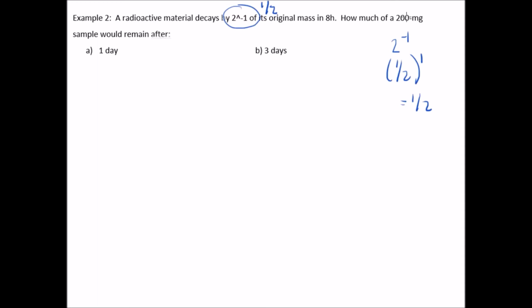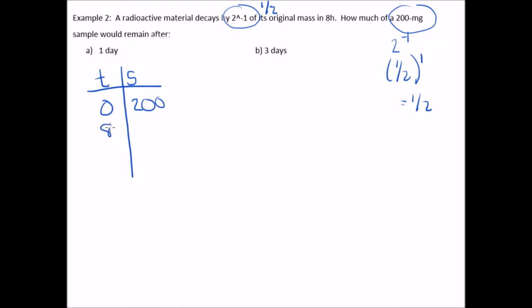Okay, so if we have a 200 milligram sample, how much of that 200 milligram sample would remain after 1 day? Okay, so we know 200 is going to be at time 0. Actually, let me move this over. I'm going to do this in a chart fashion, and then I'll get into an equation. So this is going to be time. S is going to be for sample. It starts at 200 milligrams.